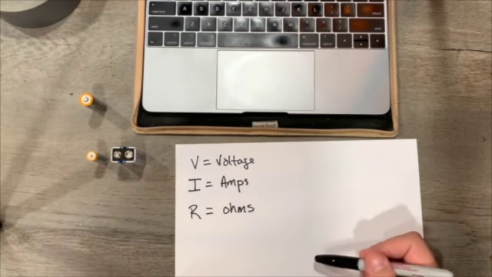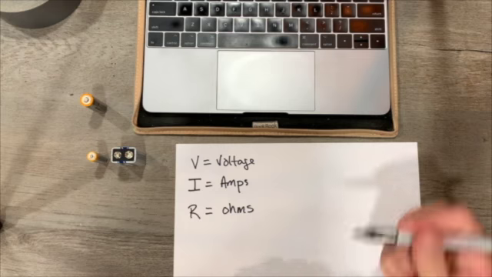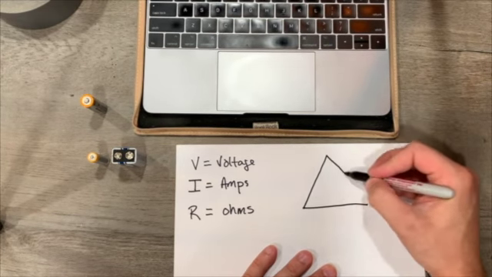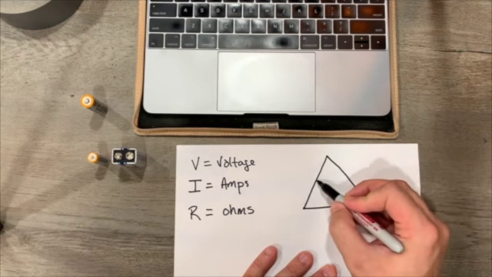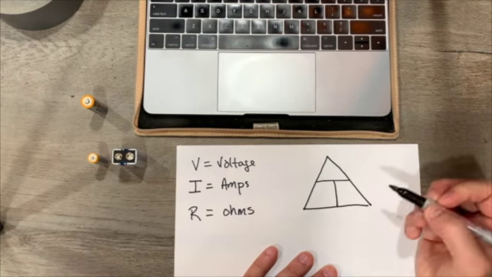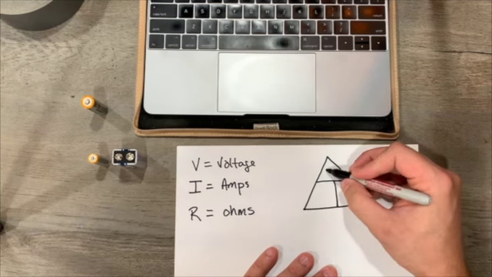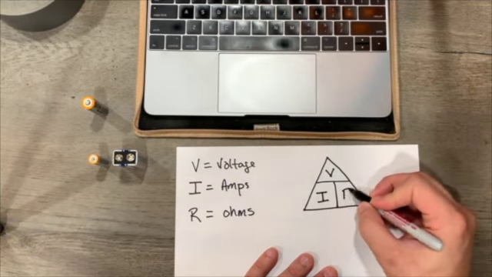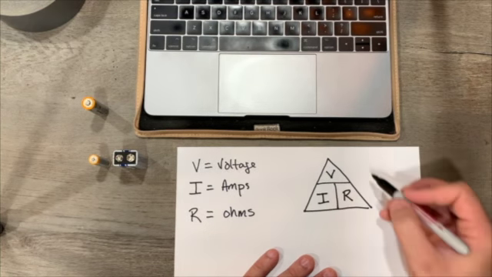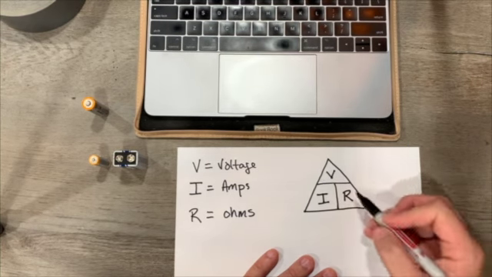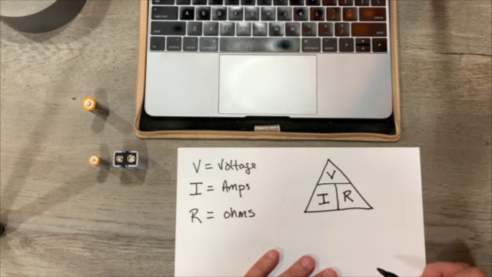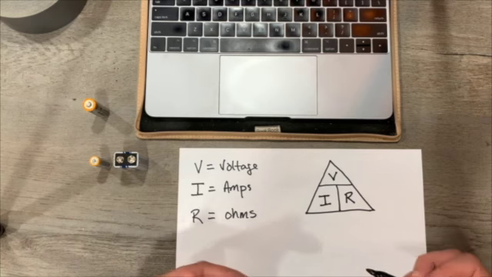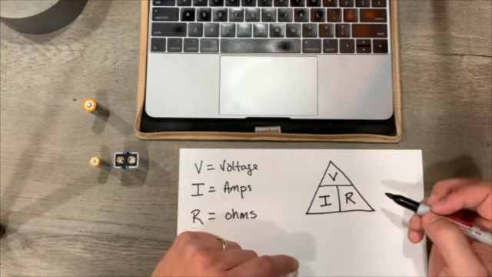These three follow a relationship that can be depicted with a pyramid like this. So we're going to make three sections to this pyramid right here, and we're going to put these three in this order. Voltage on top, current here on the left, and resistance on the right. Now, here's why this is helpful. It's because each of these has a dependent relationship on one another. And this little triangle will give you the trick to understanding how to recreate those particular relationships.